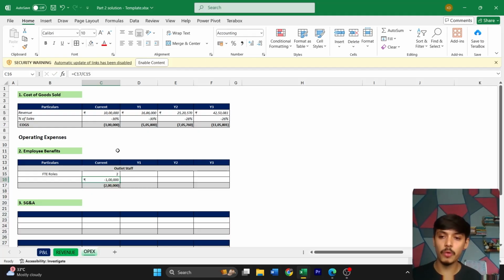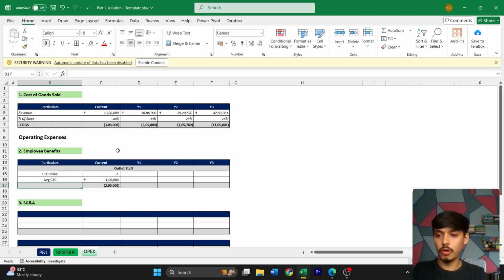I know this amount is very much on the lower side, but this entire model is for your understanding of how you can create a storyline and how you can present your assumptions. Everything that you put into the model should be research based, should be data backed, and you should have a detailed assumption sheet with you. So this will then become the average CTC for each and every employee, and this will then become employee benefits. Okay, so we have two employees each being paid 1 lakh as salary, and we have 2 lakh as entire employee benefits for the current year.